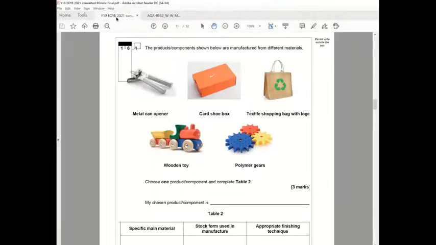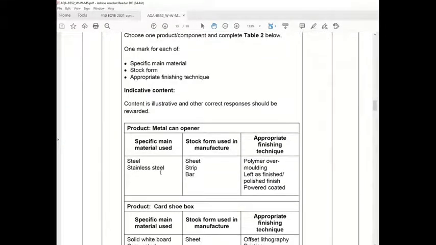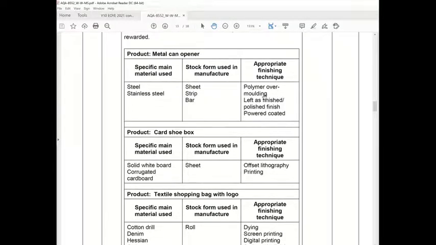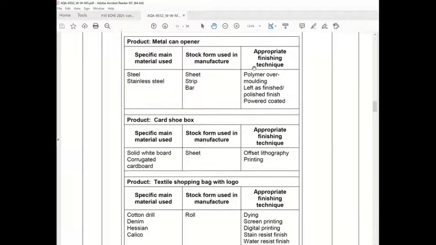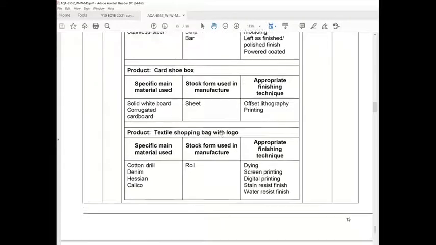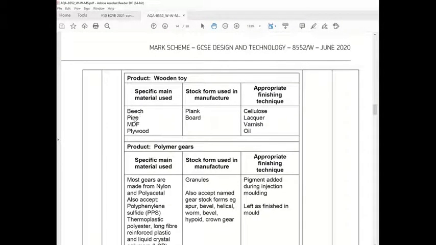Let me just pop back and have a look at the 16.1. Okay. Stainless steel, bar, strip, sheet. So you can put plastic over the top. You can leave it self-finishing. You can polish it. You could powder coat it. You can't galvanize it. That's not an appropriate finish. Shoebox. You got this lithography printing. We're going to leave that textile. Beech, pine, MDF, plywood, I accepted oak, plank or board.